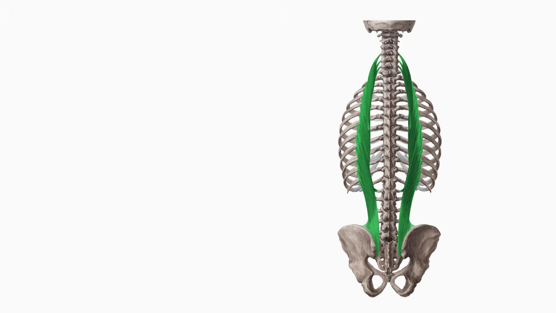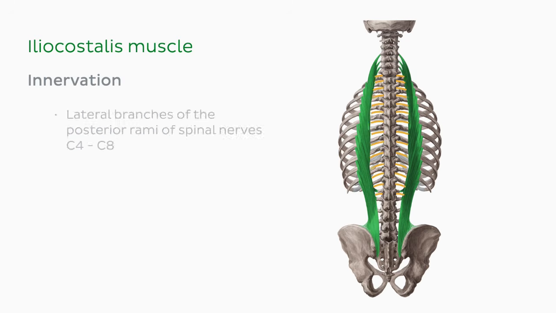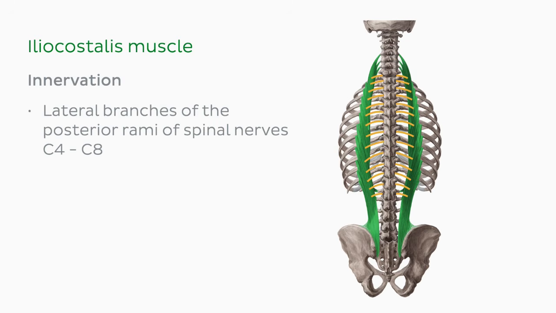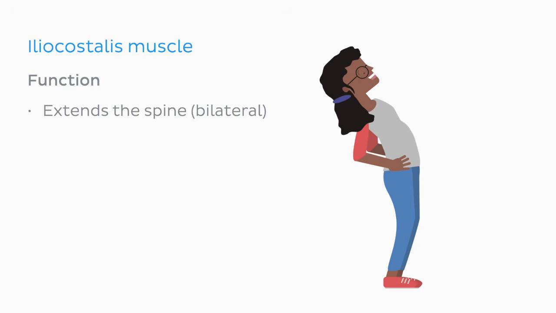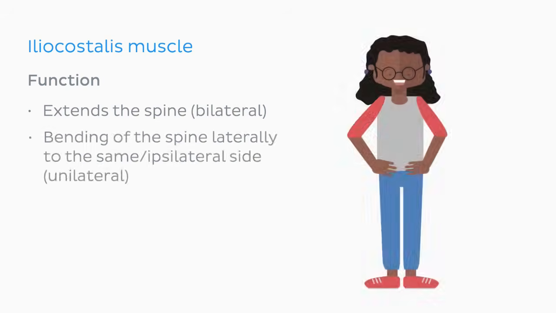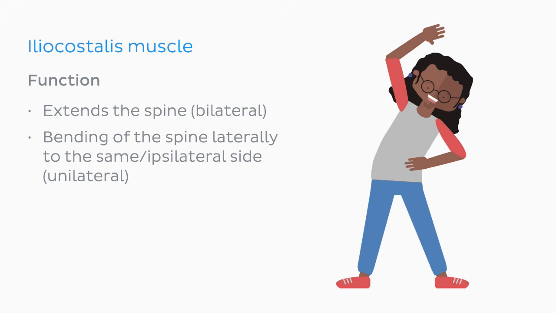Although this muscle can be broken into 3 parts based on the origins and insertions, the entire muscle is generally innervated by the lateral branches of the posterior rami of spinal nerves C4 to C8. While the bilateral contraction of the entire iliocostalis muscle extends the spine, unilateral contraction results in the bending of the spine laterally to the same or ipsilateral side.